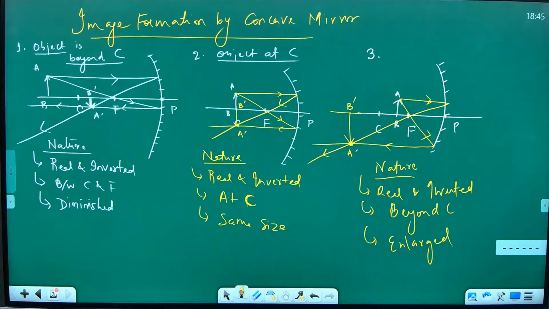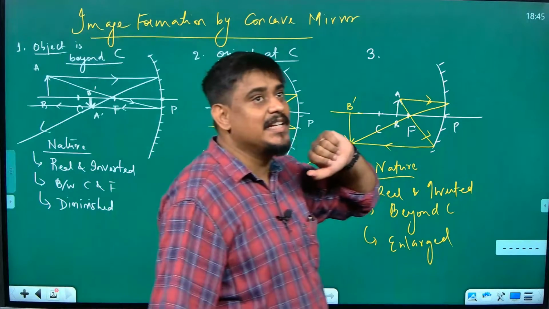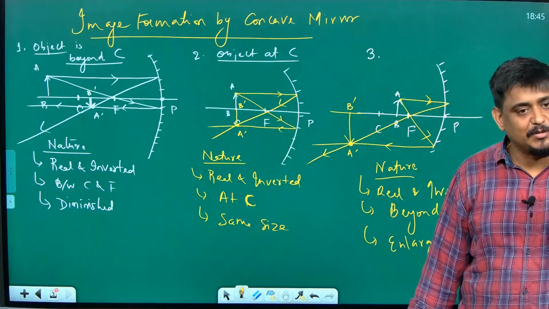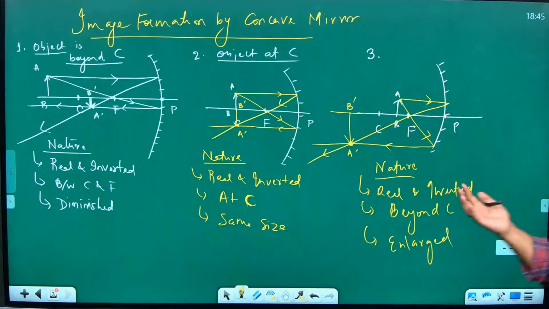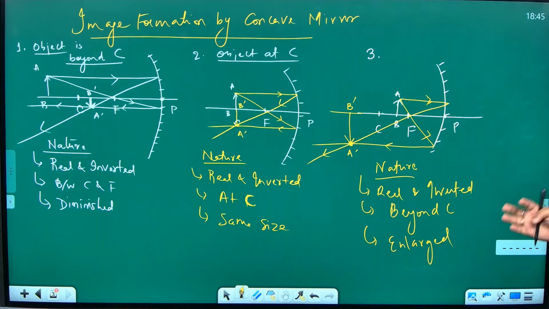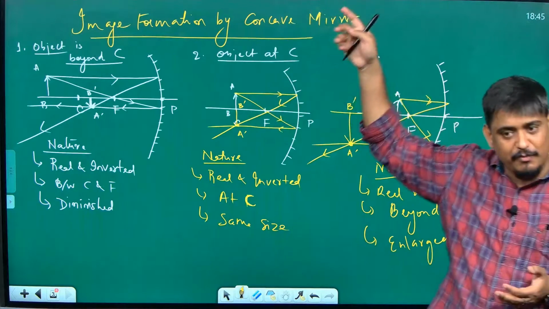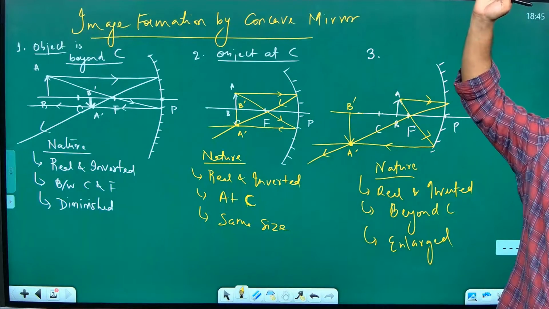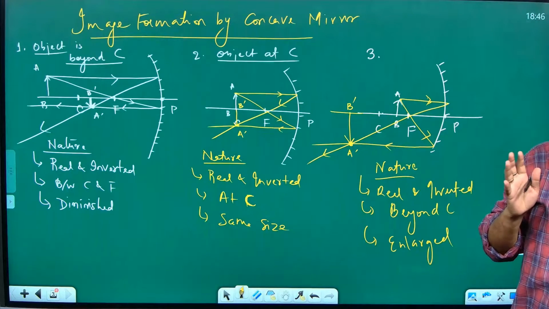I kept the object beyond C, image formed between C and F, real, inverted, diminished. I kept the object at C, image formed at C, real, inverted, same size. I kept the object between C and F, image became enlarged, real, inverted, beyond C. When I was beyond C, image was between C and F. When I came between C and F, image went beyond C. Are you feeling this anomaly?